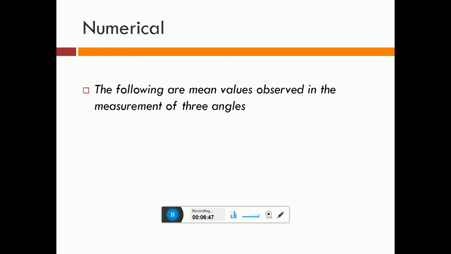So we will discuss this method of differences by taking one simple example. Say the following are the mean values observed in the measurement of three angles.